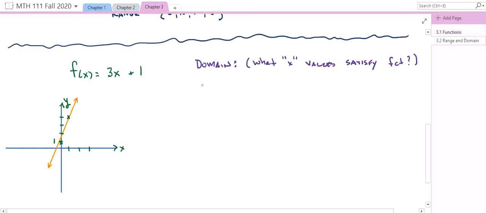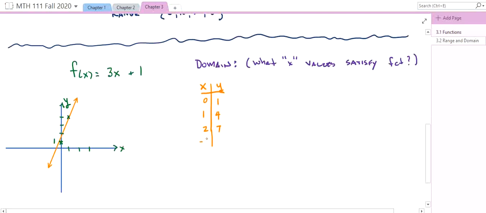Let's maybe put this in table form, so we can play around here. 0, 1, 1, 4, 2. When x is 2, 2 times 3 is 6 plus 1 is 7. So it looks like I can put any positive number in here. It's just going to give me one value of y. I can put in 0, it gives me one value of y.